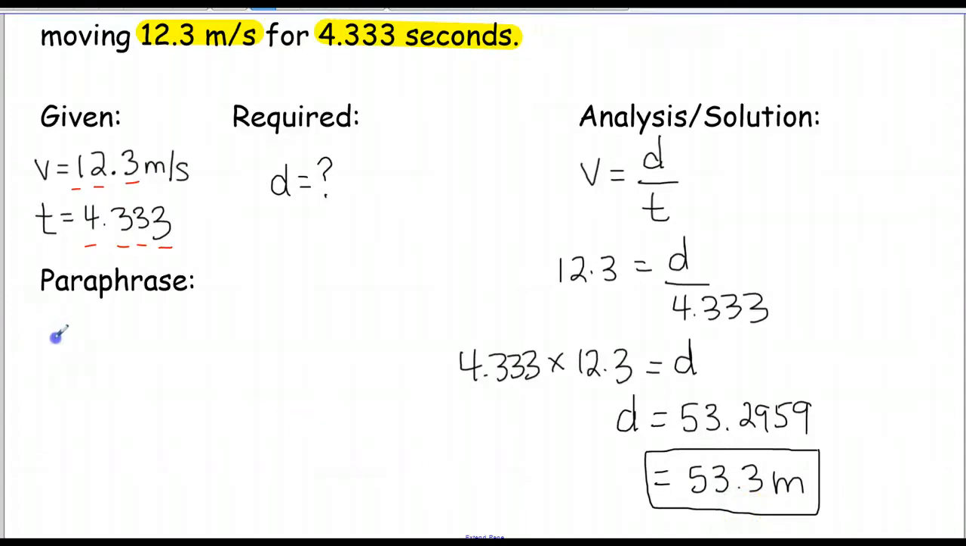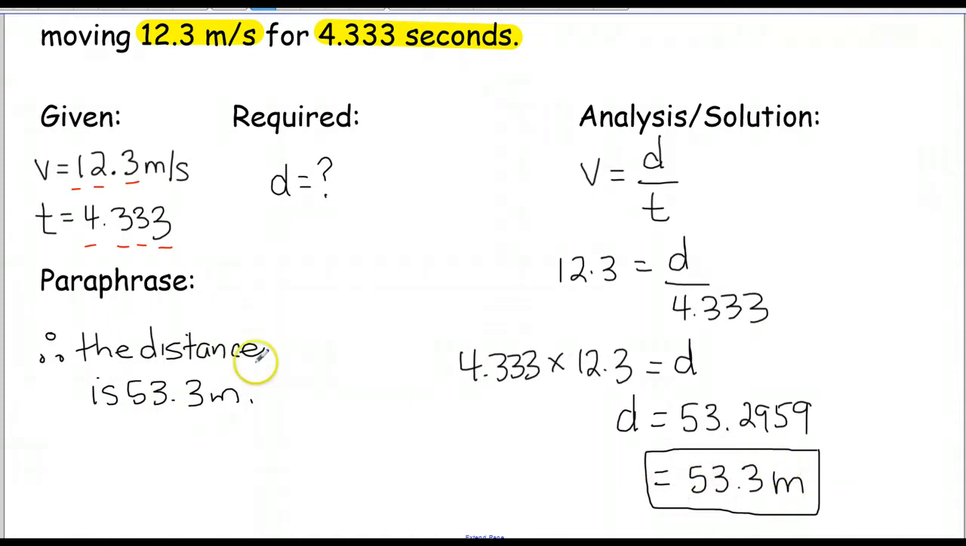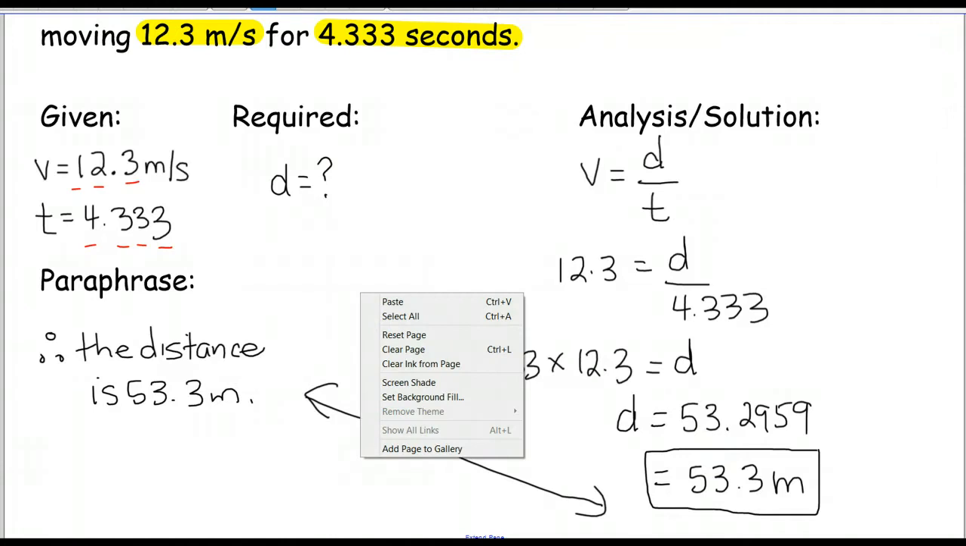Paraphrase just means a therefore statement, which most people don't love. So therefore the distance is 53.3 meters. Now here's the deal I usually make with most of my students. If you've put a box around your final answer, I don't need you to paraphrase it, because paraphrasing is really just another way of drawing attention to what your actual final answer is. So this or this is fine. I don't mind. You don't have to do both. I just want to know what you're telling me is your final answer, and that's it. So that's the format I want you to follow for all problem-solving type questions.